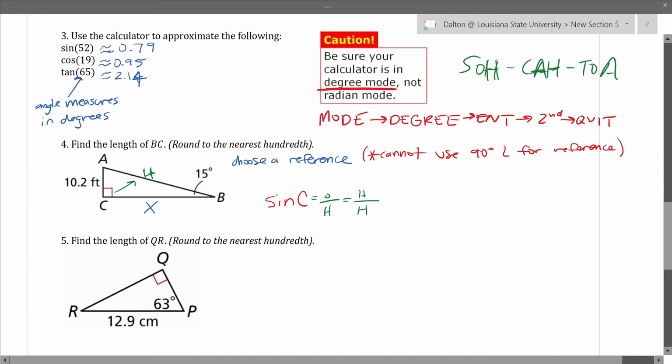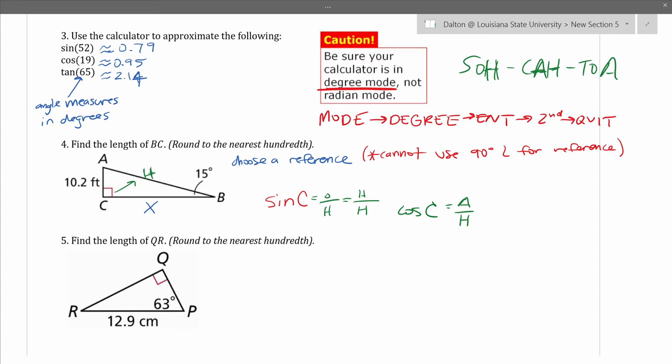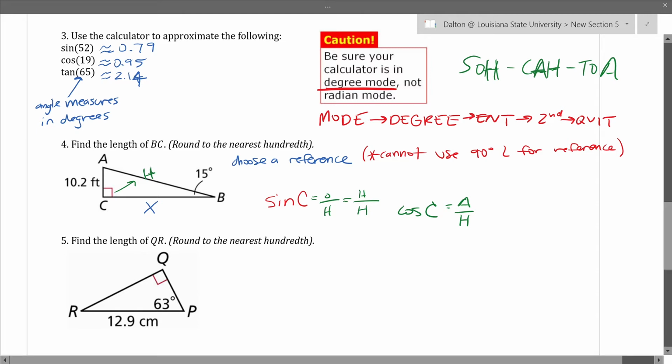And then if I asked you to set up the cosine of C, cosine uses adjacent over hypotenuse. Adjacent means touching or next to. Well, what sides are touching angle C? Well, 10.2 and X are both touching. So how do you choose? You don't. The moral of the story is that you cannot use the 90-degree angle for a reference angle. It will be one of the two acute angles.